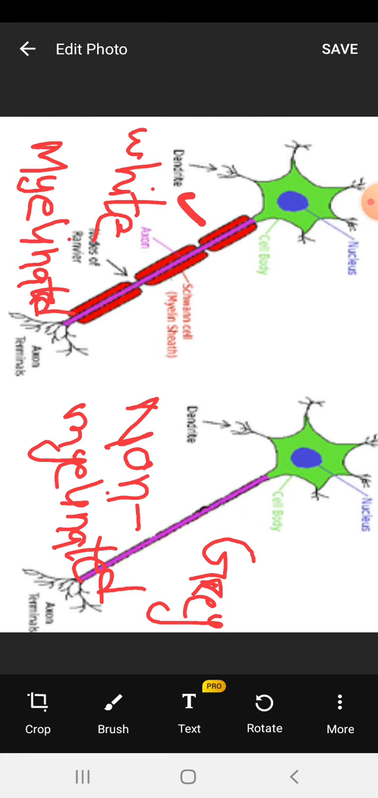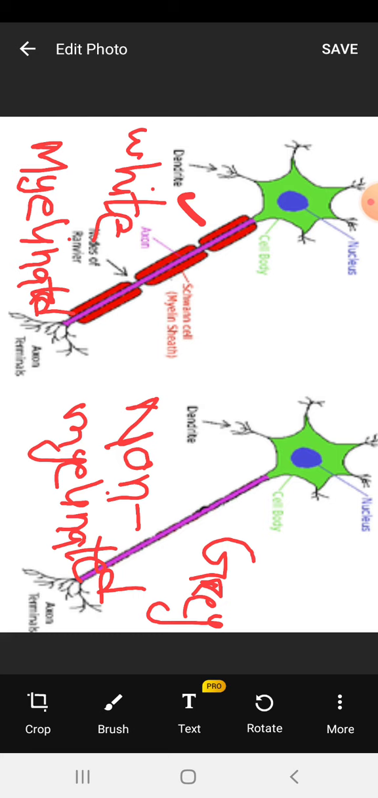It is not described in this picture. The myelin sheath in the internode may show a variable number of oblique clefts, or the myelin clefts. So this is all about the myelinated, medullated or the white nerve fiber.